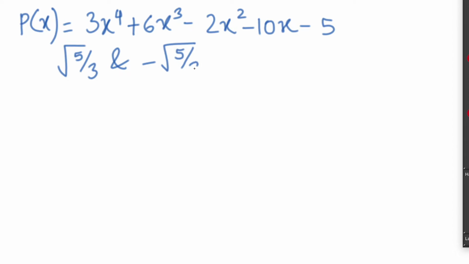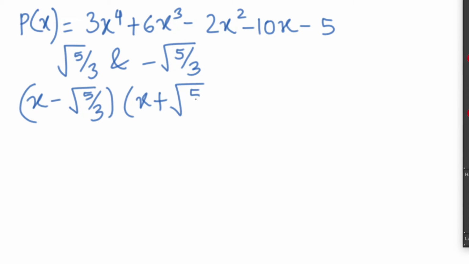So what we have to do is use the given zeros to find the factors. How will we find the factor? If the given zero is positive, we take the factor as x minus root 5 by 3, just the opposite, and for the negative one we take x plus root 5 by 3.